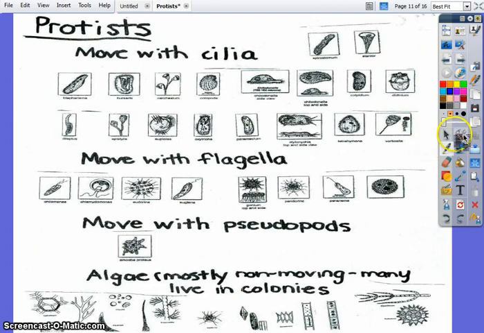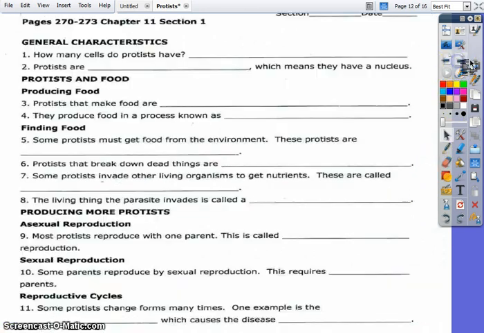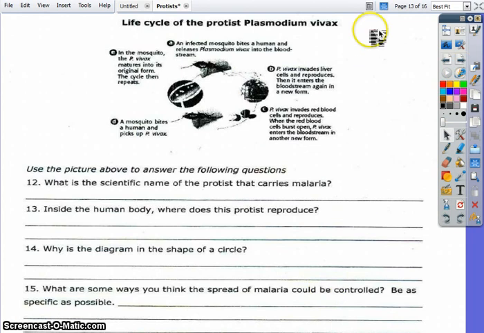So I gave you a list of protists to look at and differentiate how they move. Some move with cilia, some move using flagella, and the amoeba uses the pseudopods. Algae are going to be mostly non-moving. Many of them are going to live in colonies, but those are also protists, not plants. Alright, so then you have to finish this side of the second paper for homework. You're just going to use this picture to answer the questions. It's pretty self-explanatory, and we will be looking at different protists that cause different pretty nasty diseases on Monday as well, in conjunction with finishing your taxonomy project.